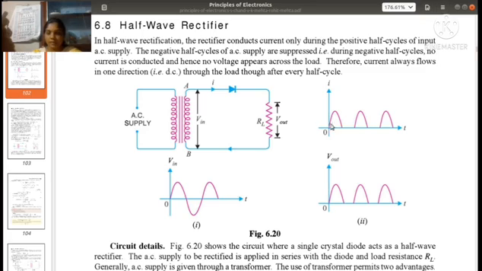So a pulsating DC current is obtained at the output, that is, no negative polarity cycles appear in this output current. That means it is only a single polarity. It shows a single polarity in direction. So this is a direct current but with pulsation. So this is pulsating DC.